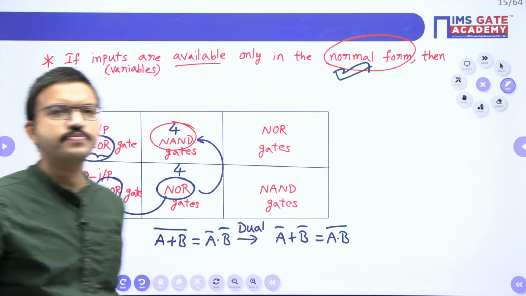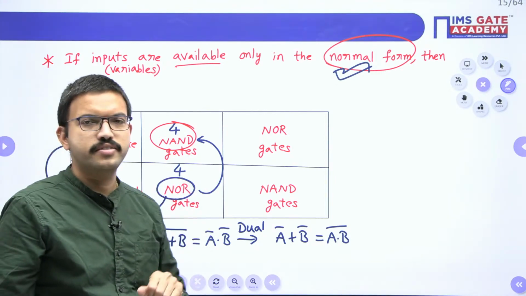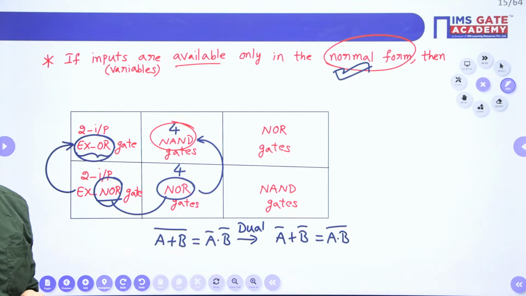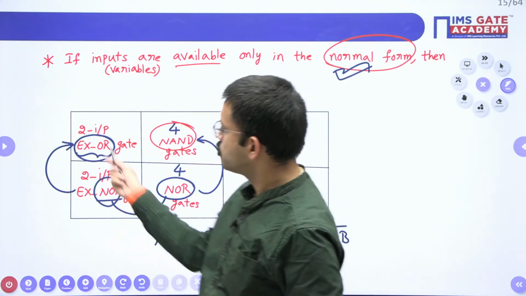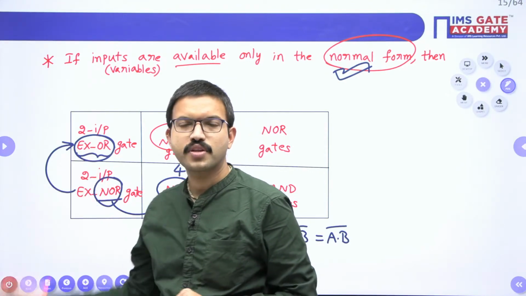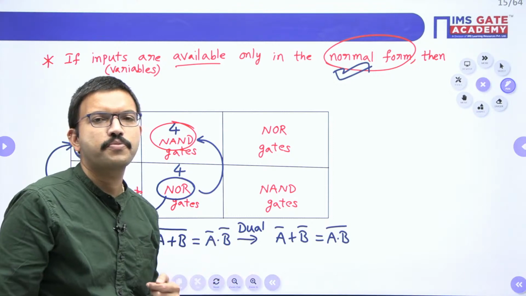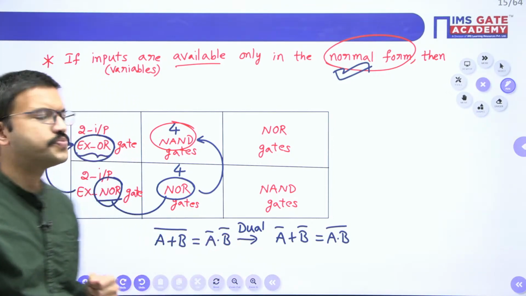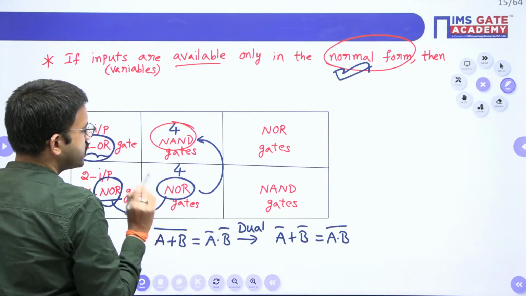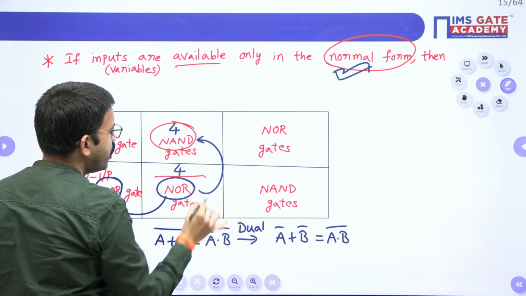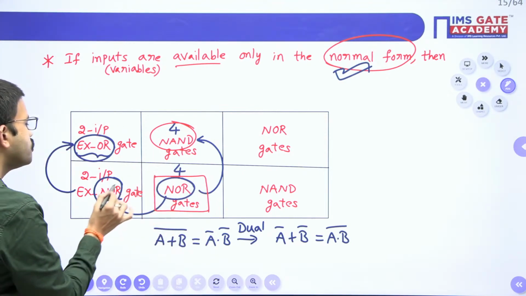In general, what is the relation between XOR gate and XNOR gate? Only for the two input case, those are dual to each other also. But for the generalized case, XOR gate and XNOR gate complement each other. Yes or no? Complement each other. So just observe here. Here you have used 4 NOR gates. With the help of 4 NOR gates, you got XNOR gate.